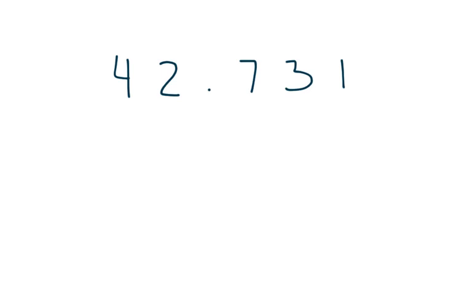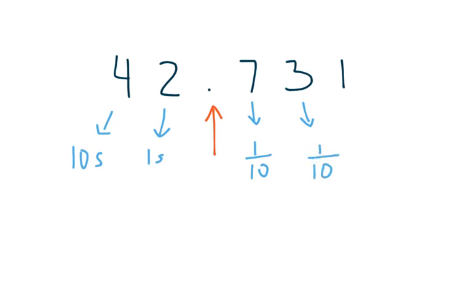If we look at the number 42.731, we've got a decimal point right here, and we've got values to the left of that decimal point, and we have values to the right of that decimal point. Those place values are the tens place, the ones place, the tenths place, the hundredths place, and the thousandths place.